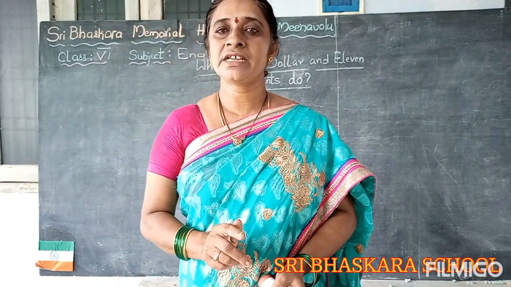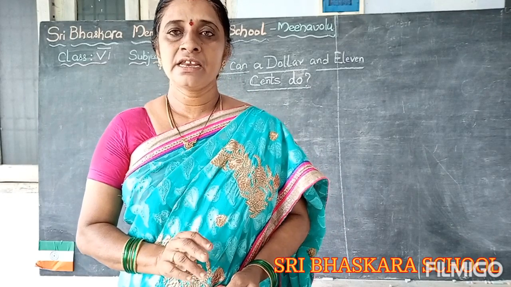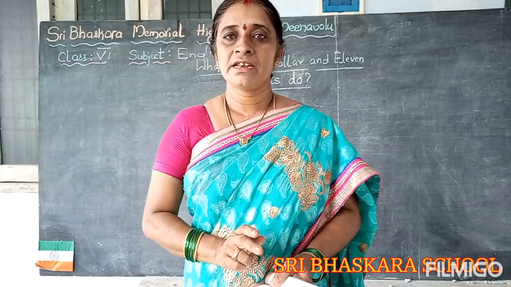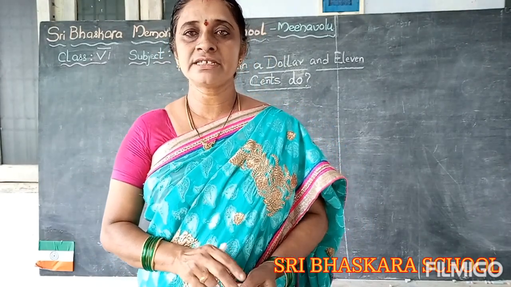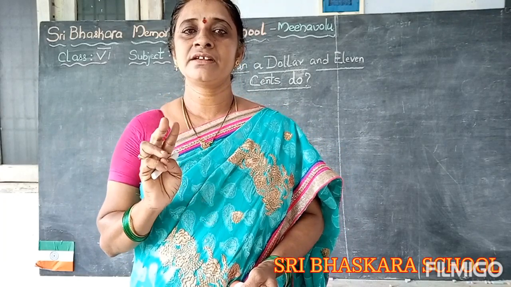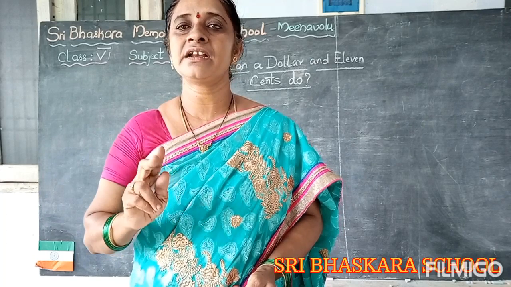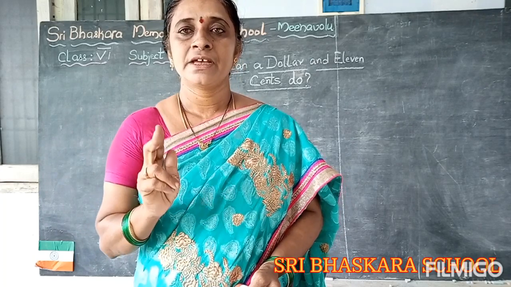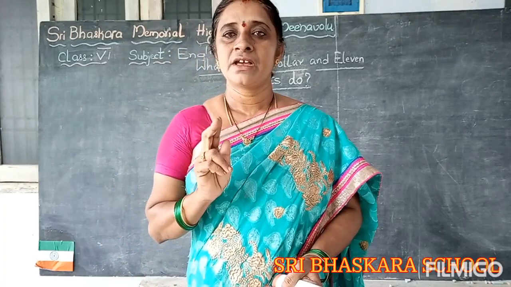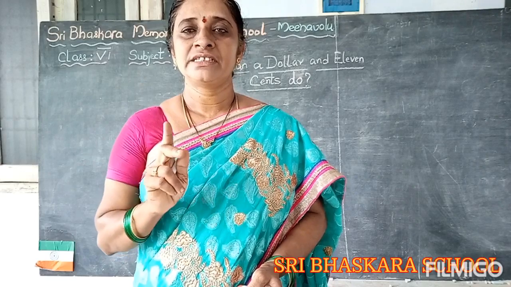Today I am going to take the English class for 6th class students. In our syllabus, lessons are divided into some units. In every unit, three lessons are there. One is a prose lesson, one is a poetry lesson, and another one is a non-detailed lesson. So, I think 2 units are completed. Now I am going to tell you the third unit.